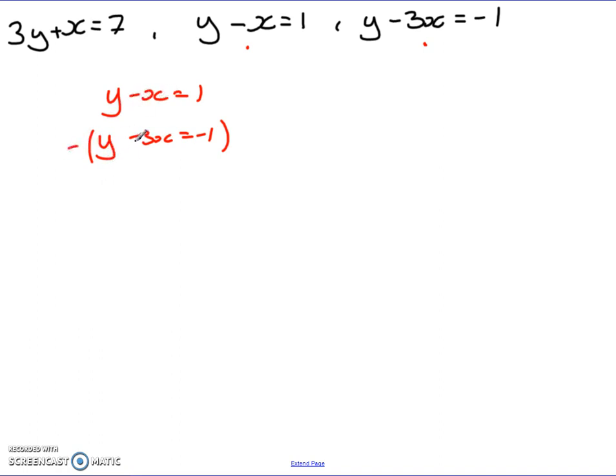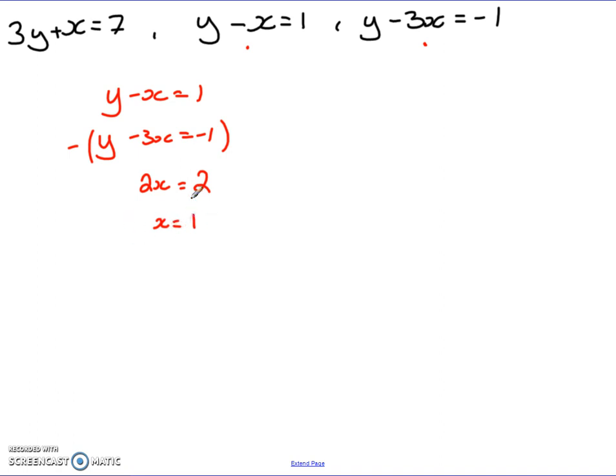So I've got negative x take away negative 3x, the minus minus gives me a plus, that gives me 2x because we've got negative x plus 3x. I've then got 1 take away negative 1, which is 1 plus 1, so I get 2. So 2x is equal to 2. From that, I know that x equals 1.